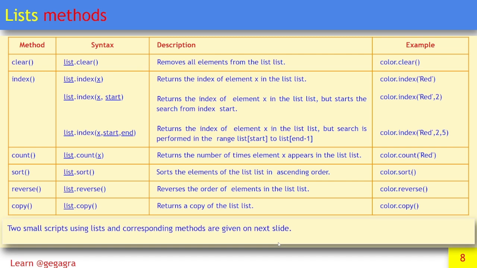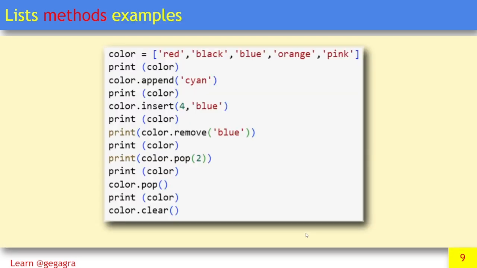So next, there is a script which will show the usage of these functions through this program. See here, this is the program. There are 5 colors in the list. When you print the color, it will print the complete list: red, black, blue, orange, pink.